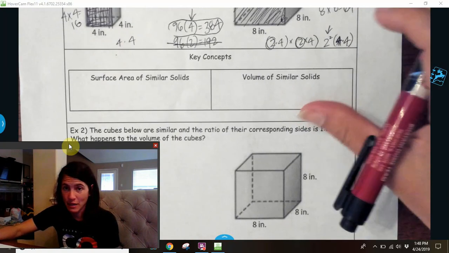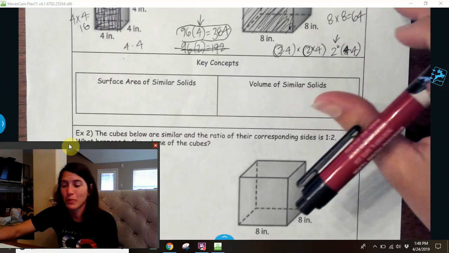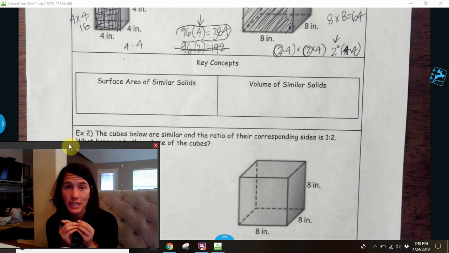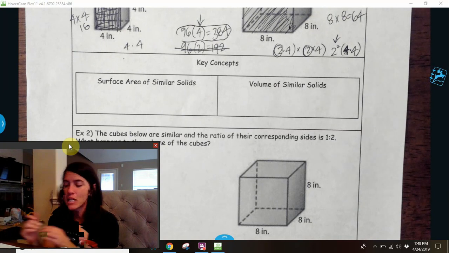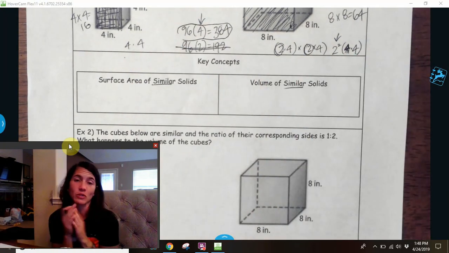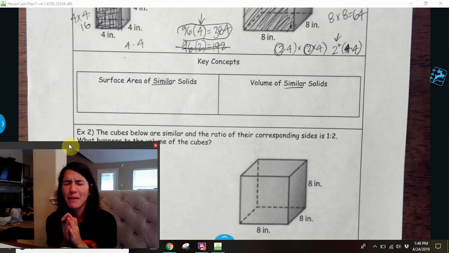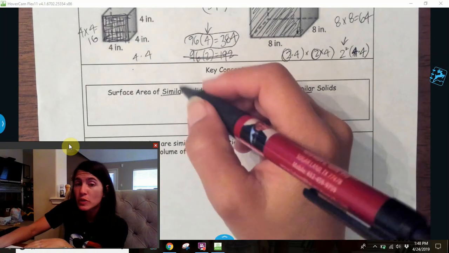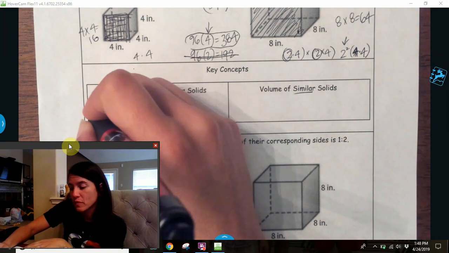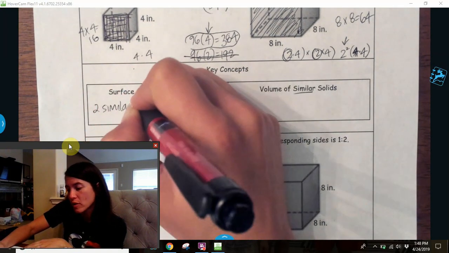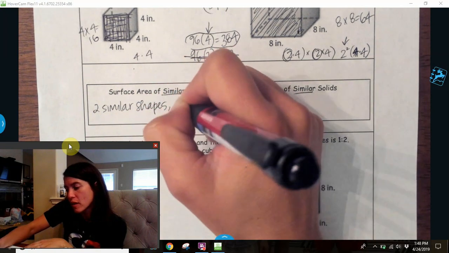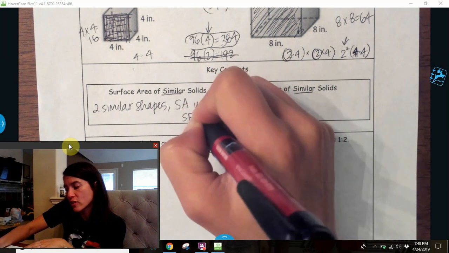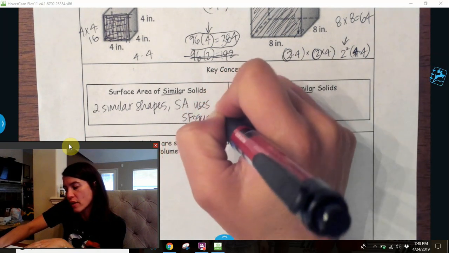So for the key concepts for this lesson, and then I'm going to show you a volume example. The key concepts: surface area of similar solids. First of all, you have to hear me: the shapes must be similar. You might want to underline or highlight the word similar. The shapes must be similar. And if you're talking about surface area, then if you have 2 similar shapes, the surface area uses the scale factor squared.